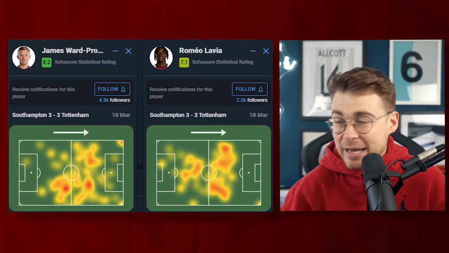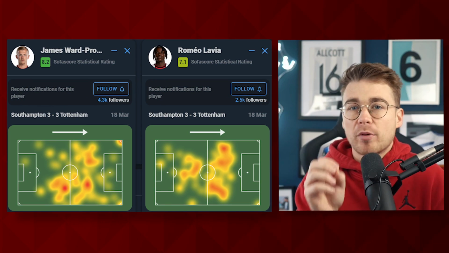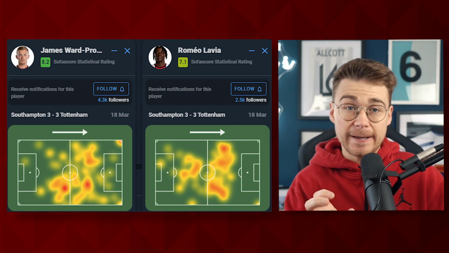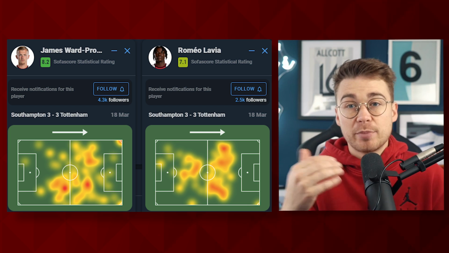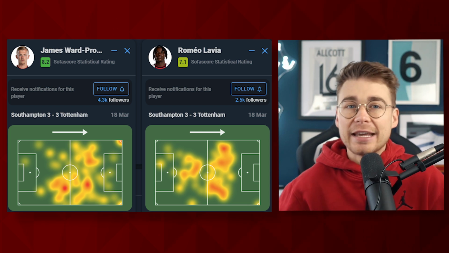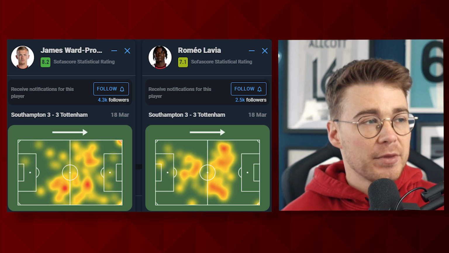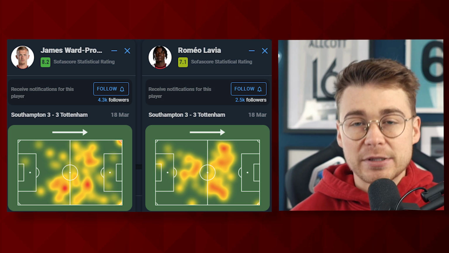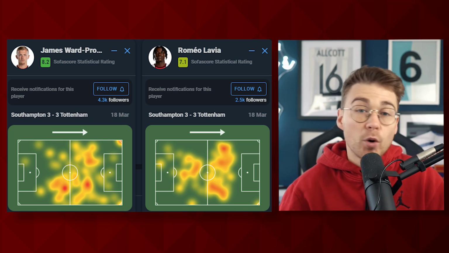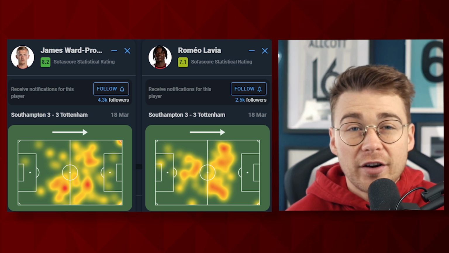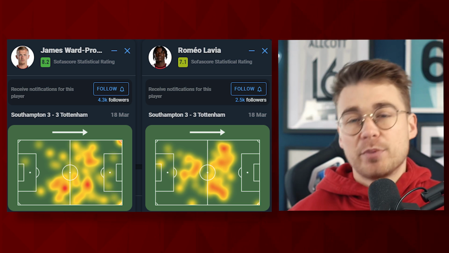Let me know. The heat maps and stats of James Ward-Prowse and Lavia offer a lot of insight here. We've already established that Spurs' big problem is the midfield being incohesive and making it sort of easy for the opposition to play through them. But if you look at James Ward-Prowse and Lavia's heat maps, they were allowed to pick up the ball all over the pitch and also close to the final third, and they did damage between them.